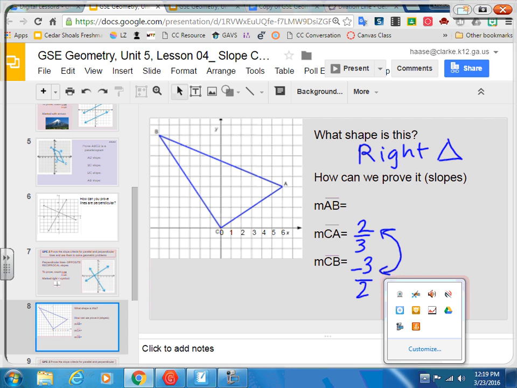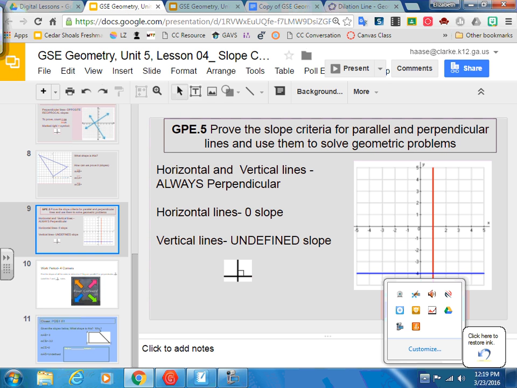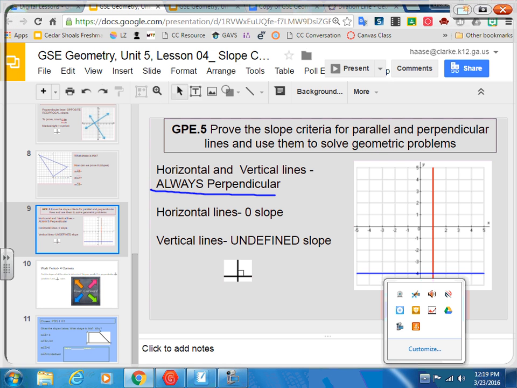Parallel lines, they're the same steepness, so their slope is the same. Perpendicular lines, they meet at 90 degrees, and their slopes are opposites, one positive, one negative, and then the fraction flips. They're the reciprocal. Okay? Last but not least, horizontal and vertical lines are always what? Perpendicular. They are always perpendicular. Fill that in, please.